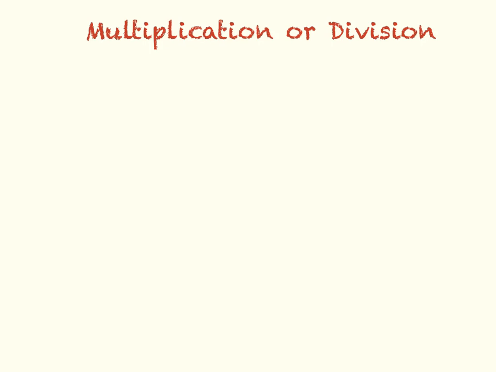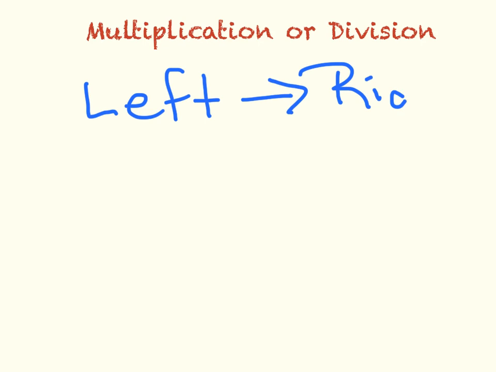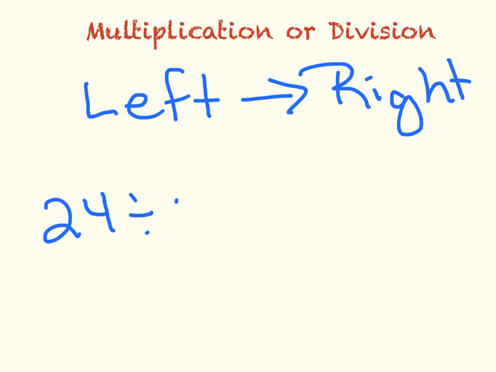Next comes our M, or our multiplication or division processes. We don't care what order we do the multiplication or division from. We just have to remember we always work from left to right. That's the key, from left to right, just like you're reading a book. So even if our problem would say 24 divided by 3 times 4, we would do the 24 divided by 3 first because it comes first from left to right.